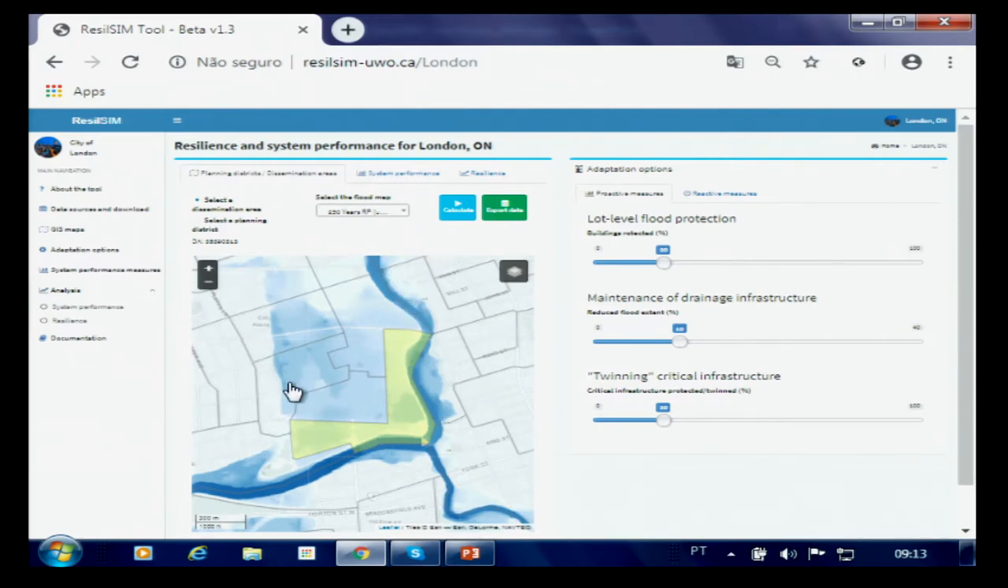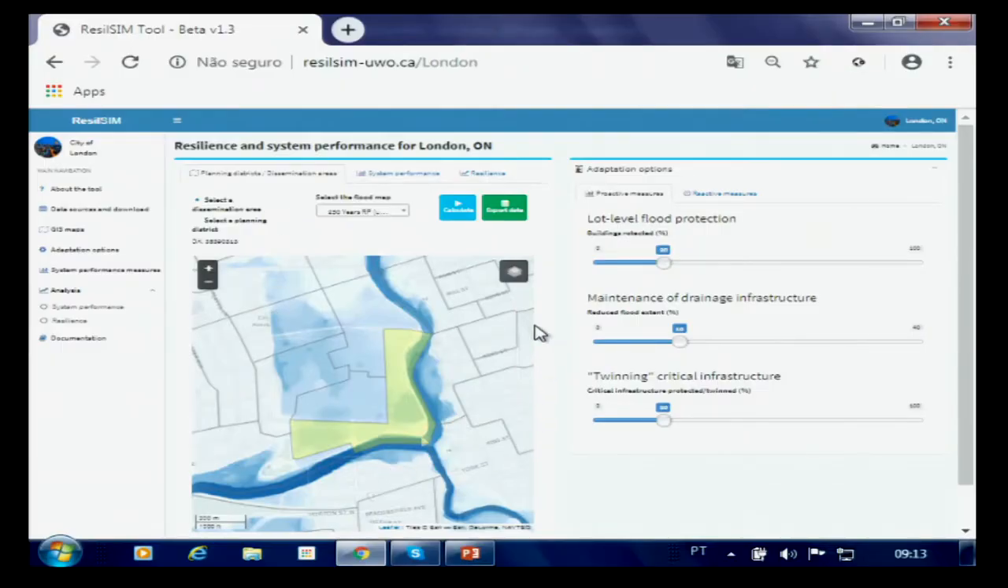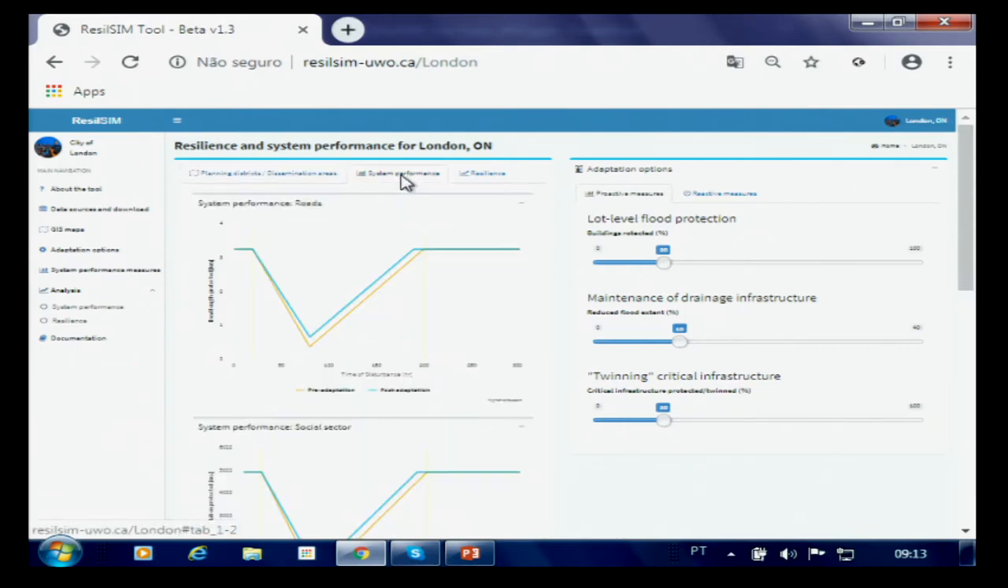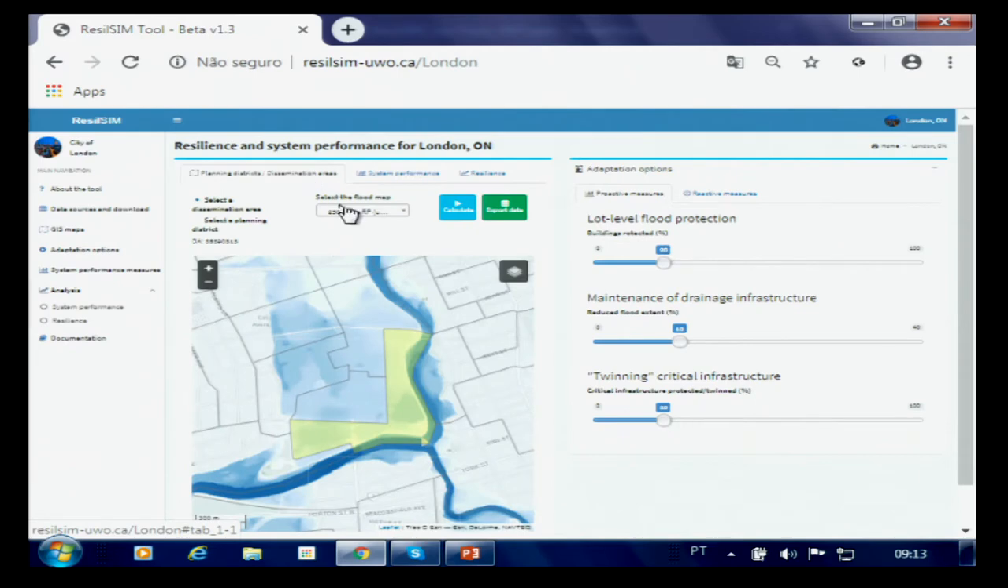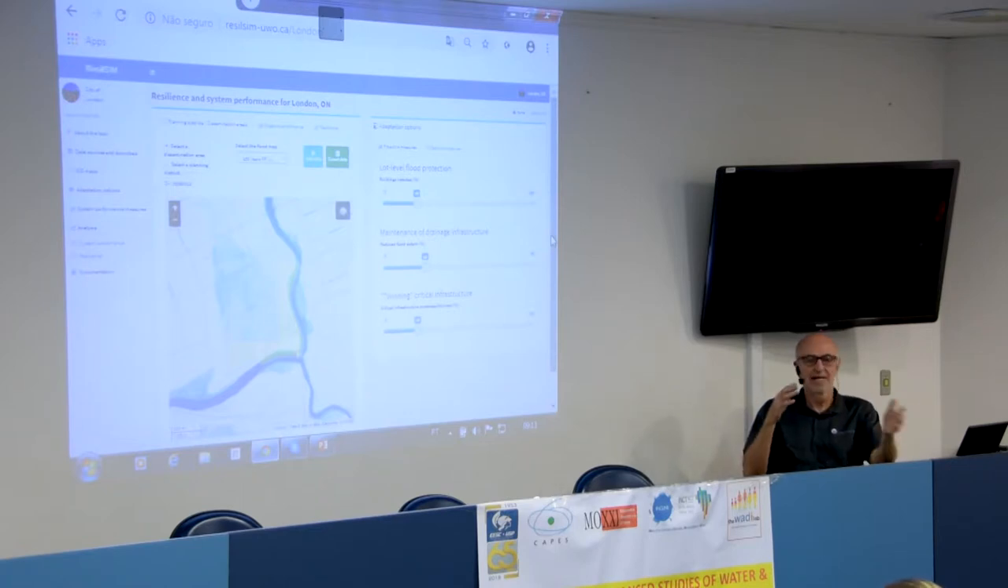You see that the inundation, or the flood, is covering almost the whole territory of the particular unit. The adaptation options that I was describing are on the right-hand side of the screen, and on the left-hand side you have the results of the analysis: selection of the area of interest, system performance measures, and resilience measures. What is interesting is that the system can show in real time the difference between no option and the selected option.